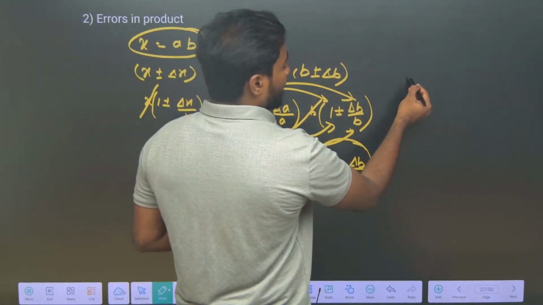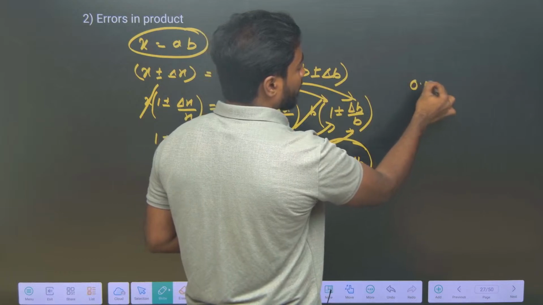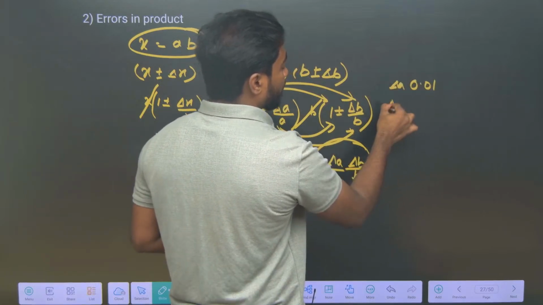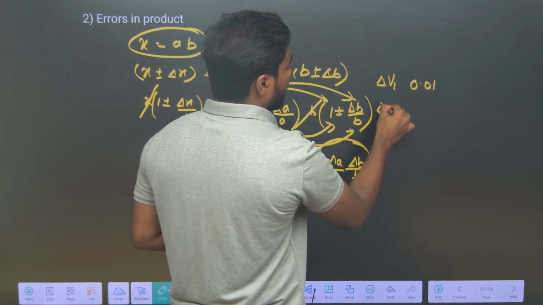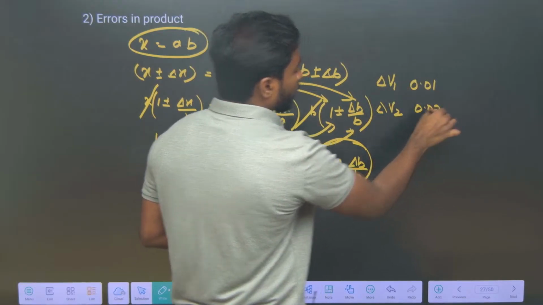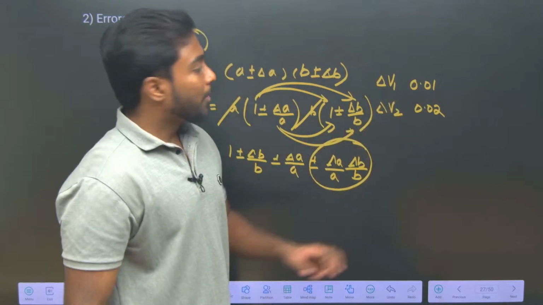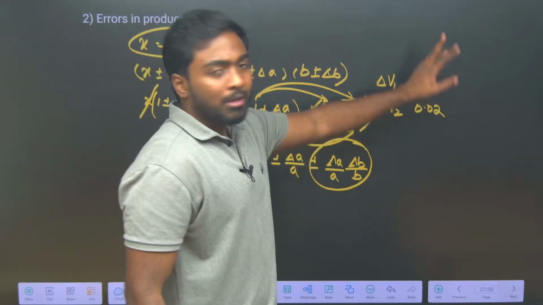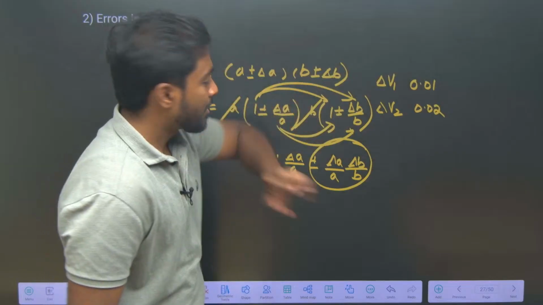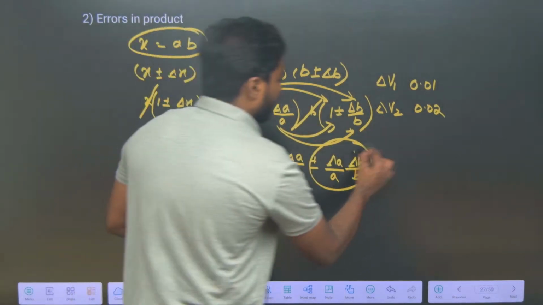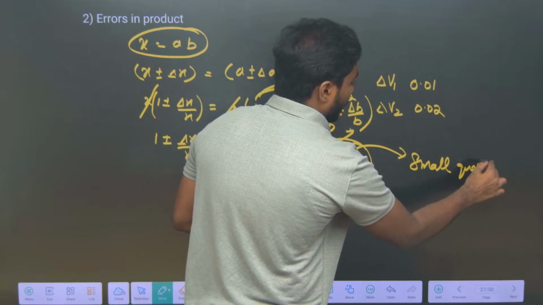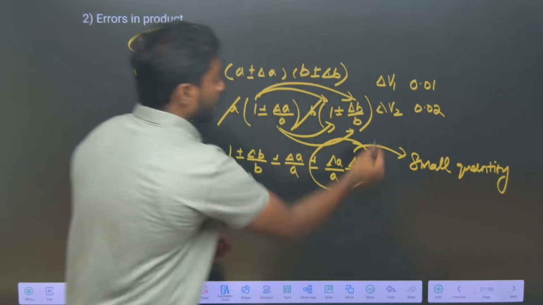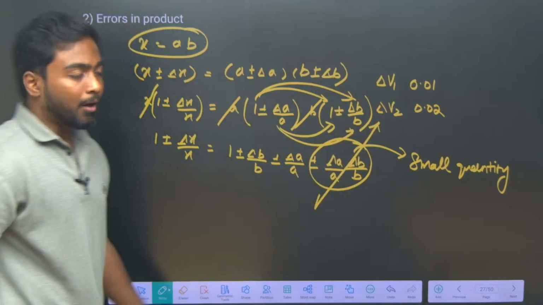In the previous case we have seen 0.02 was delta V1 and 0.01 was delta V2. So when I multiply both of them, I will get 10 power minus 4 as the power. So obviously it is a very small quantity, na? Small quantity. So I can neglect it out, this one.